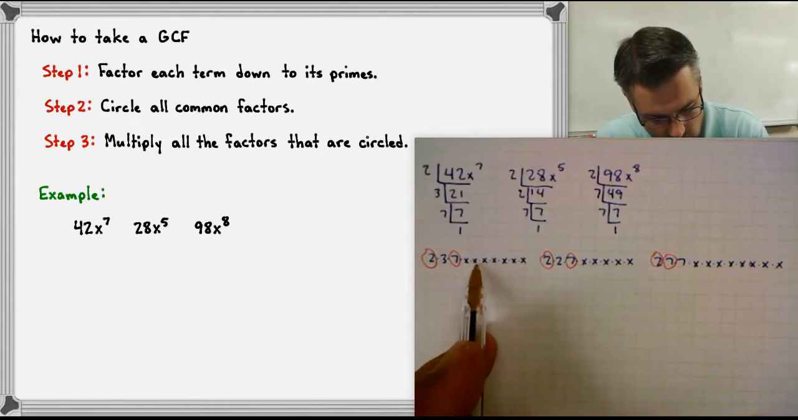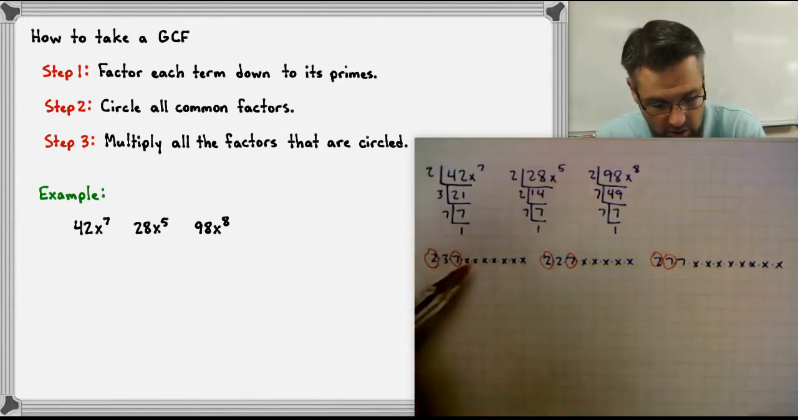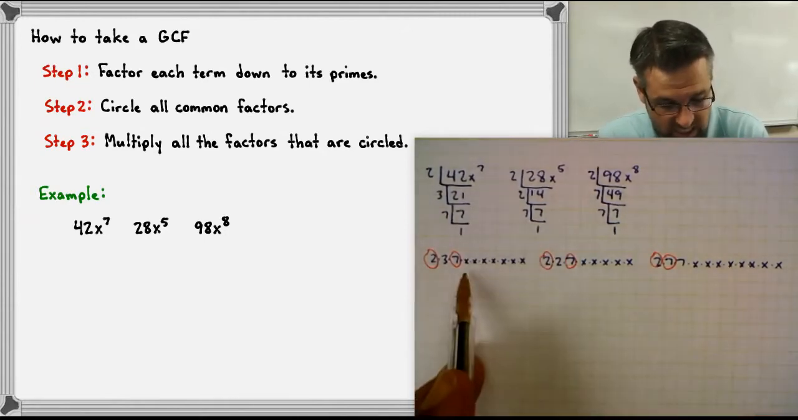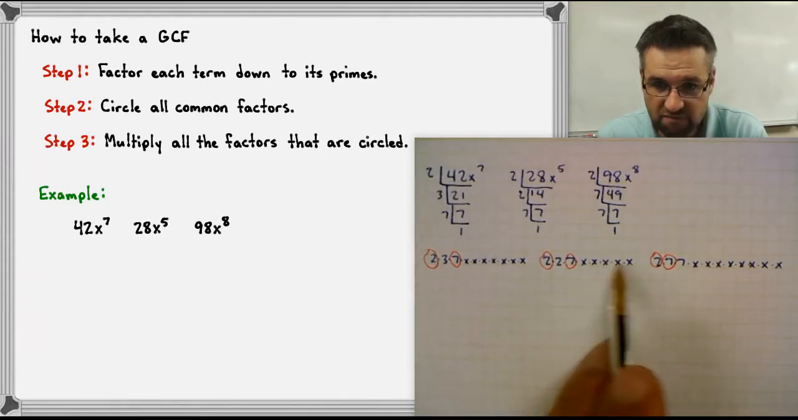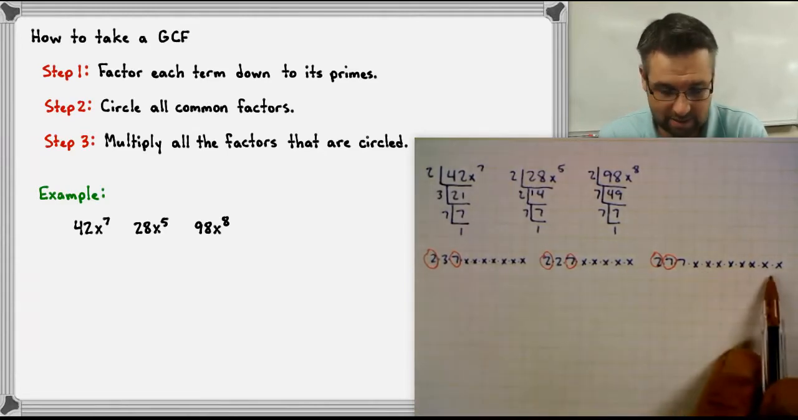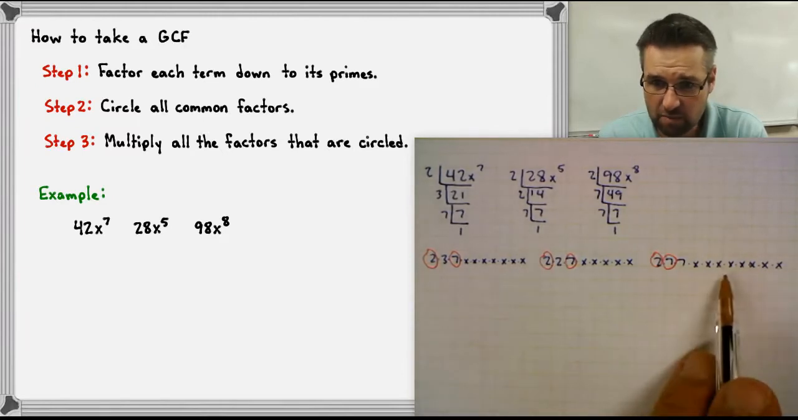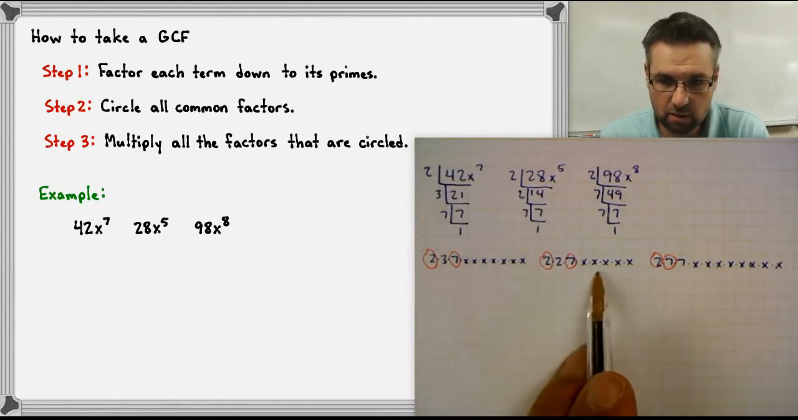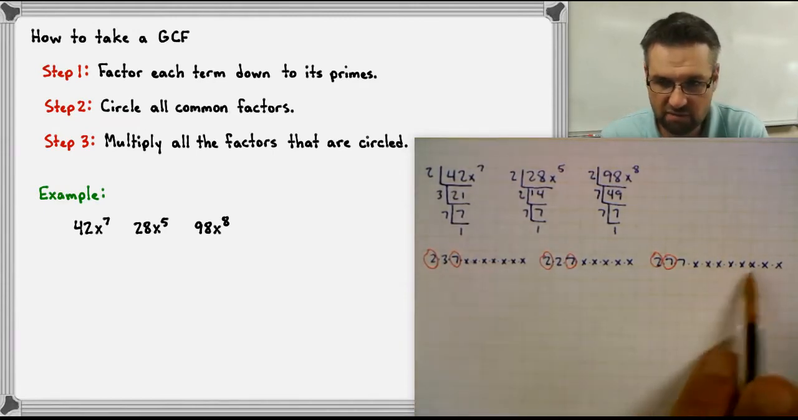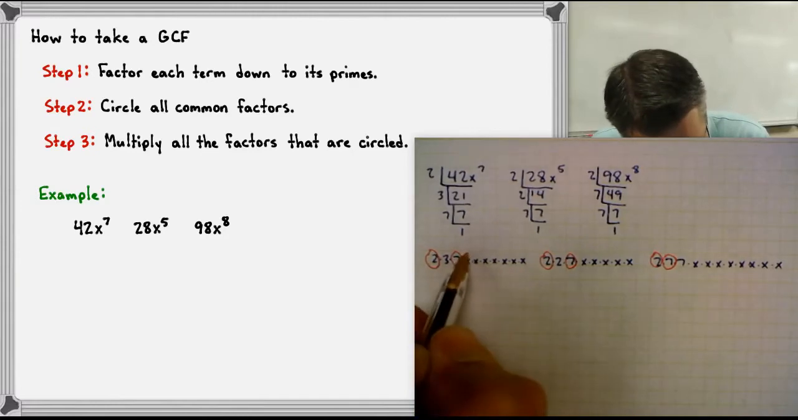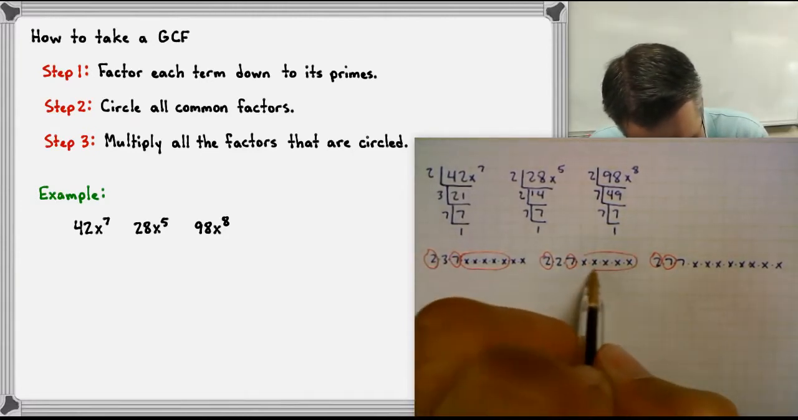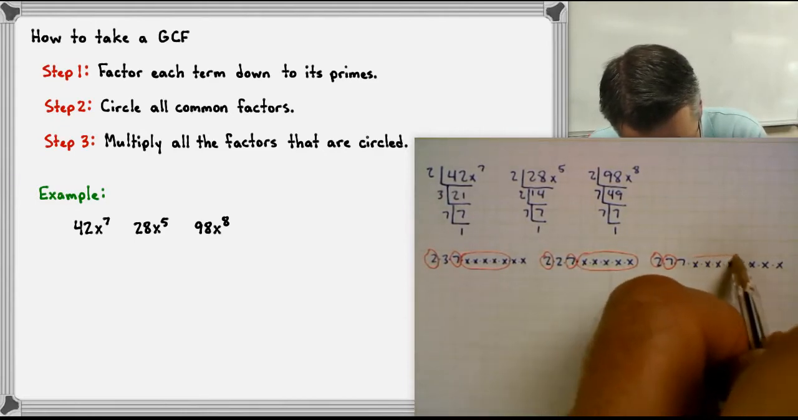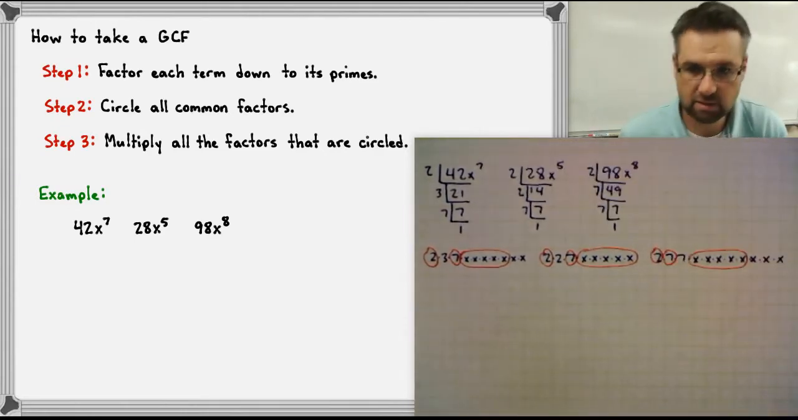What do we see here? Well, we see a bunch of x's. So how many x's do they have in common? This one has 7, this one has 5, and this one has 8. Well, I can't take 8 of them because that would be too many. I can't take 7 of them, that would be too many. I can take 5 here. Could I take 5 here? Yeah, I could. Could I take 5 there? Yeah, I could. So I could take 5 of the x's, 5 of the x's, and 5 of the x's.